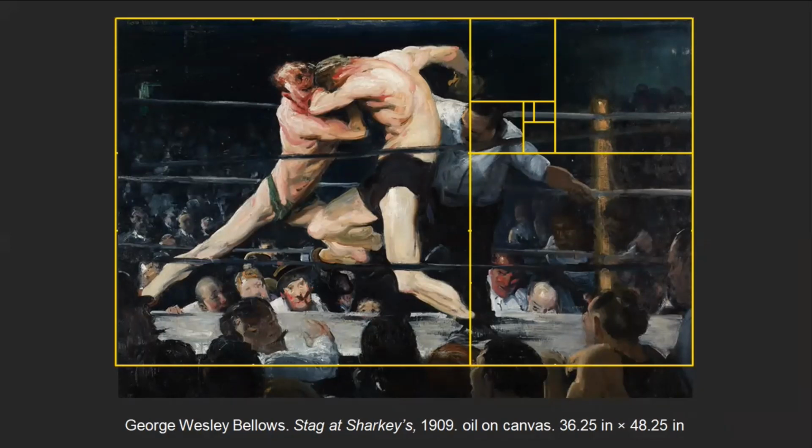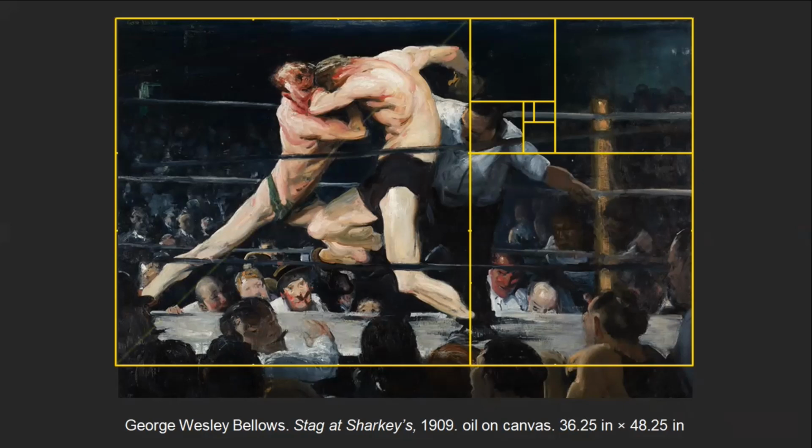And where the square break exists in that golden mean rectangle is where you will find the edge of the boxer in the center, along with the axis of the referee to his right. So the positionality, or the location, of these objects on the picture plane is determined by proportion breaks, by the use of the golden mean rectangle.